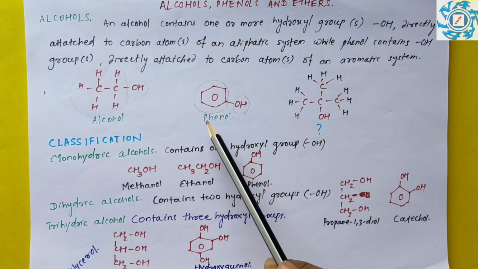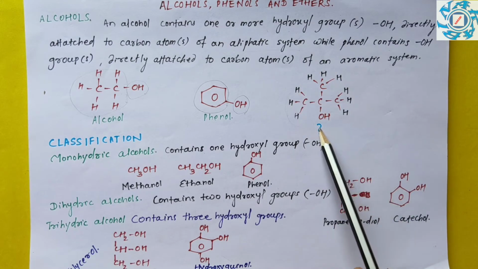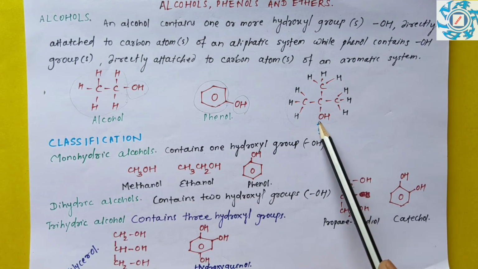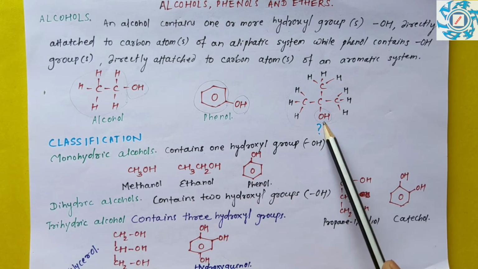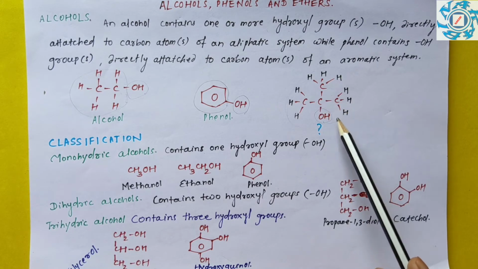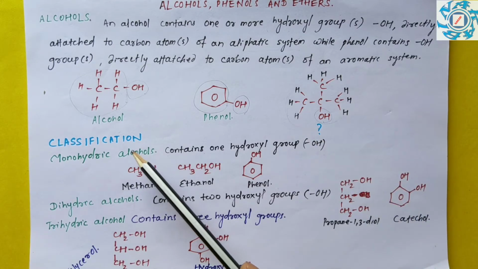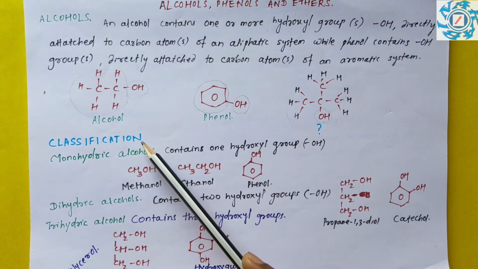So right now a question in front of you. This organic compound is aliphatic or aromatic? So you see this OH group is attached to an aliphatic system. So this is the example of what? Aliphatic alcohols. Right now we will go for the classification of alcohols.